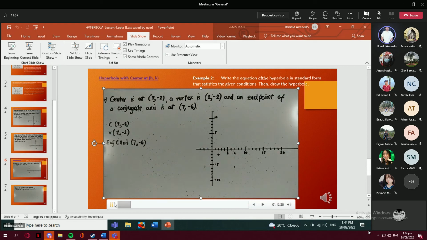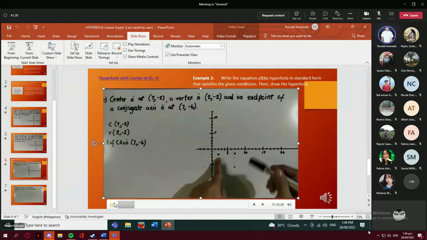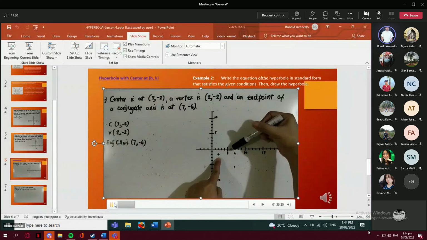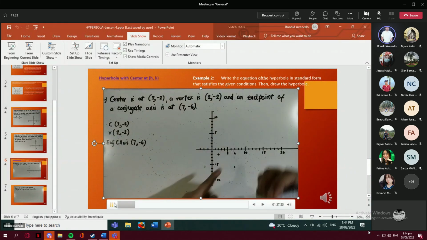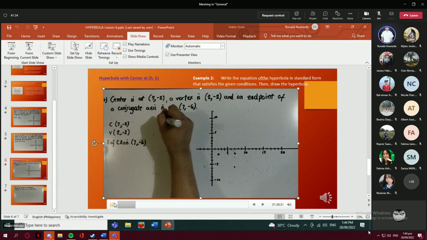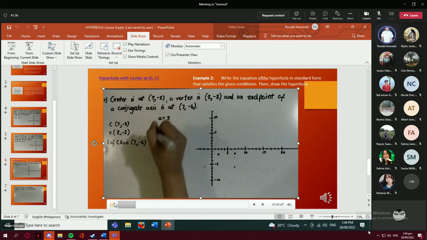So from here, we can determine the values of A and B. From the center, which is 7, negative 2, to the endpoint of a vertex 2, negative 2 is the value of A. So let's count from here. 1, 2, 3, 4, 5. So therefore we can say that A is 5.